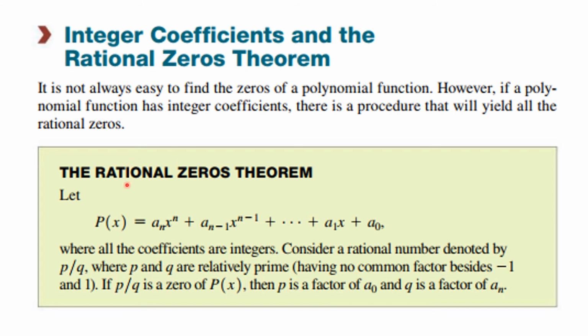Suppose you have a polynomial that looks like this, where all the coefficients, all the a sub n's, are integers. Consider a rational number that is p divided by q, where p and q are relatively prime, meaning they have no common factors besides -1 and 1. If p over q is a 0 of p of x, then p, the numerator, has to be a factor of a0, and q has to be a factor of the leading coefficient, a sub n.